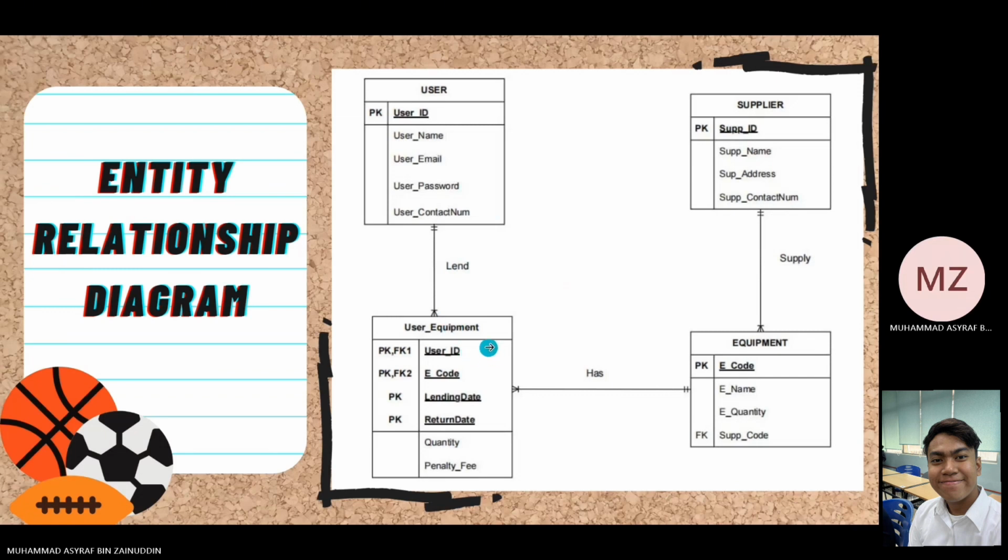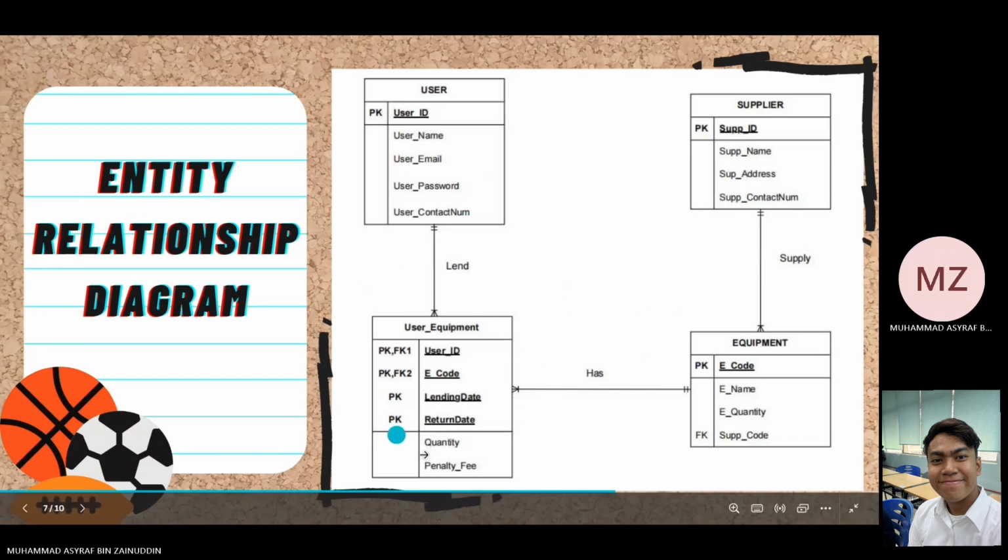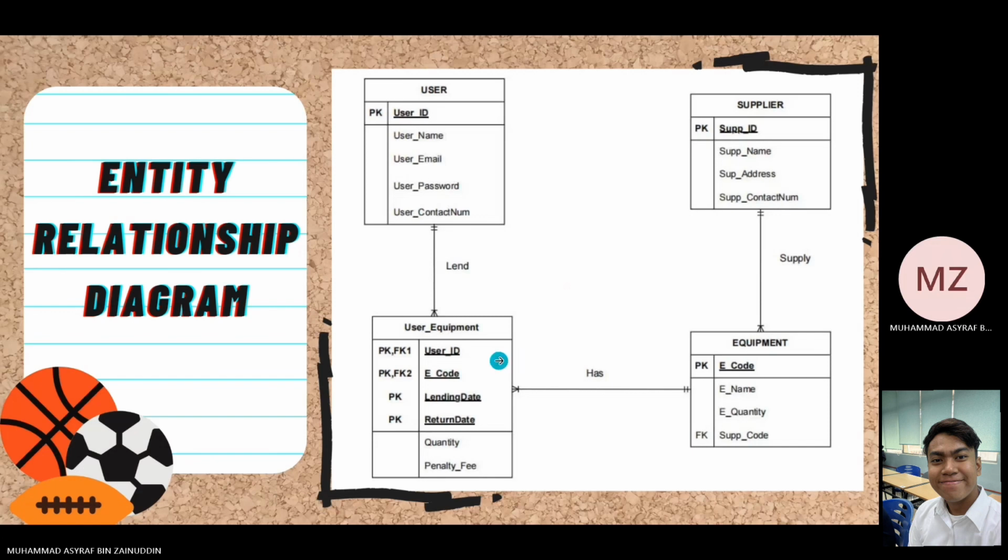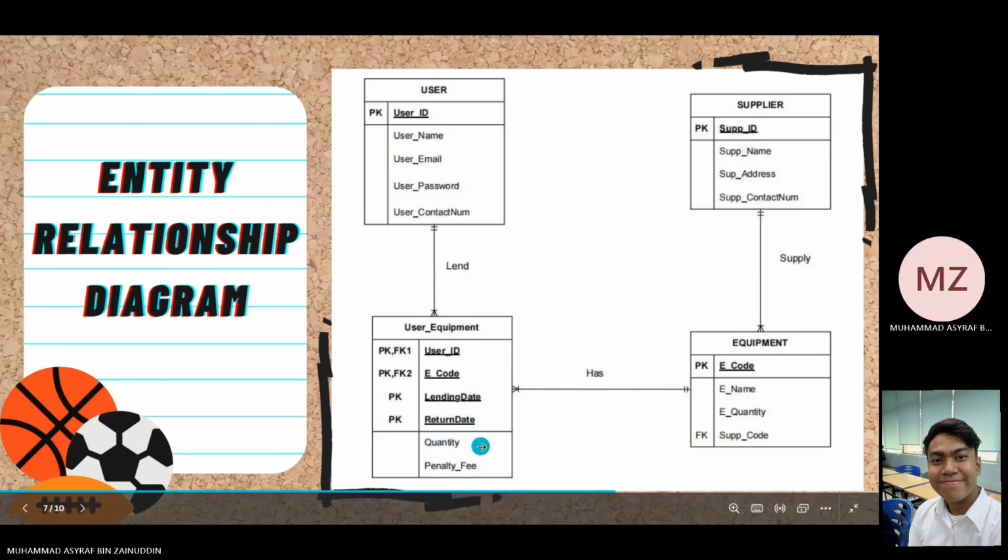The relationship between user and equipment originally was many-to-many, so we make a new entity named user equipment as a bridge between them. In user equipment, we got attribute primary key and foreign key 1, user ID, primary key and foreign key 2, equipment code, and primary key, lending date, primary key, return date. Then we got quantity and also penalty fee.